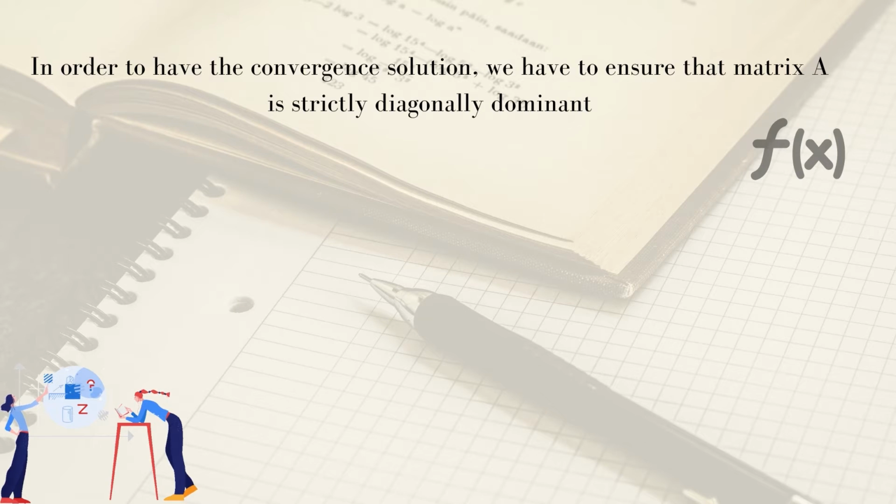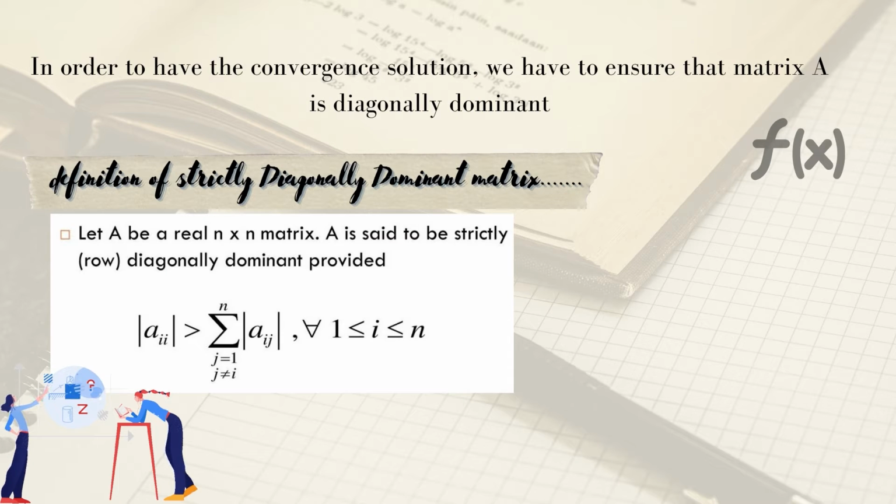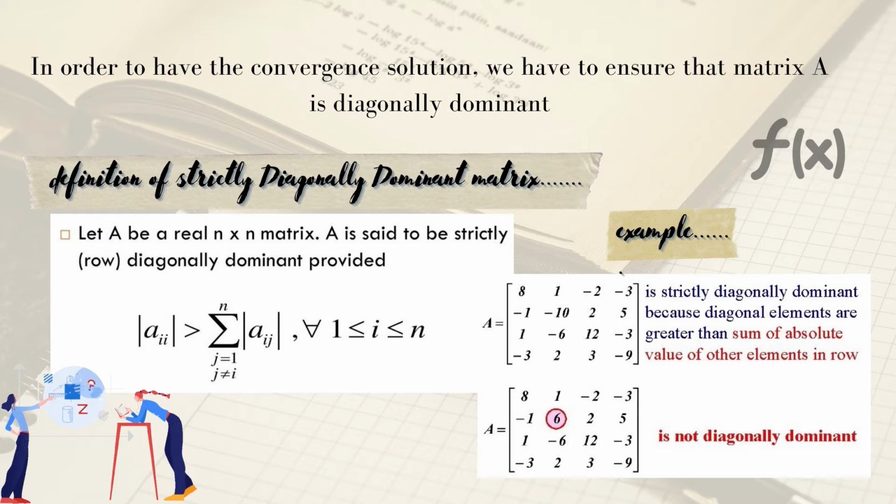In order to have a convergent solution, we have to ensure that the matrix from the system is strictly diagonally dominant. An n times n matrix A is strictly diagonally dominant if the absolute value of each entry on the main diagonal is greater than the sum of the absolute values of the other entries in the same row. For example, the first matrix A is strictly diagonally dominant since the diagonal elements are greater than the sum of the absolute values of the other elements in the row. While the second matrix A is not diagonally dominant since the absolute value of the other elements in the second row is greater than 6.